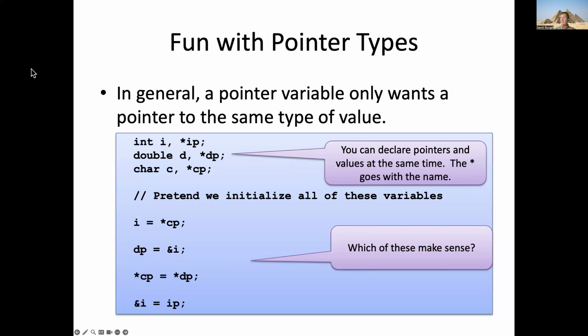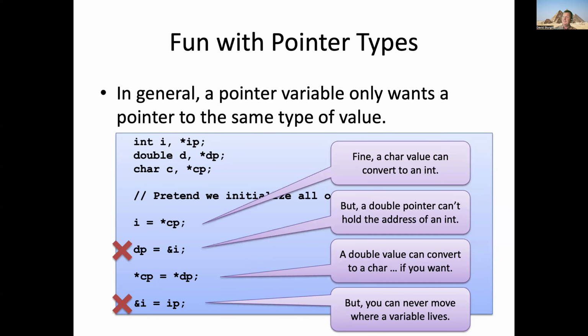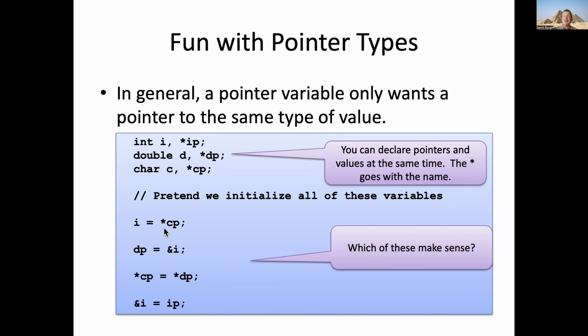To talk through this, I made up a few variables. I've got an int and an int pointer, a double and a pointer to a double, a char, and a variable that can hold the address of a char. Pretend I set all of these up so they have meaningful values and they point to ints or chars or doubles as their type suggests. And then consider each of these statements. Do they make sense? What are they going to do? Is the compiler going to accept them? We'll go through them one at a time. Although if you want to cheat, you can look ahead at the next slide because it's got all the answers. But let's talk through this.